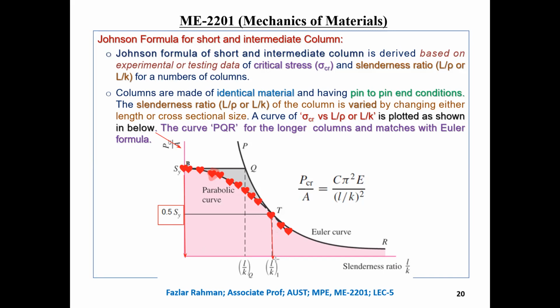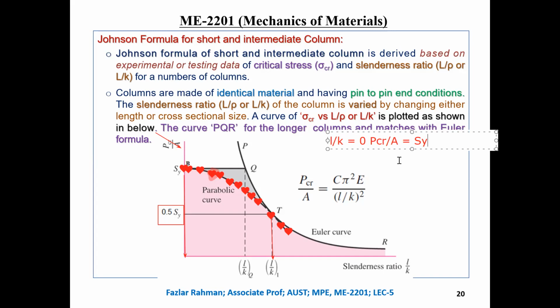So you see, line BT has 2 points. From point B, I can derive one condition. What is the condition? At point B, the value of L by K equals 0. And what is the stress? Critical stress, P critical by area A, equals sigma y, or I can say equals SY. This is one thing, right?